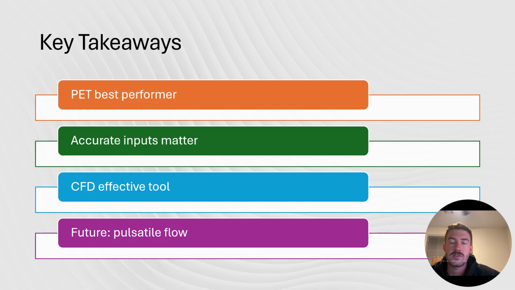As far as future improvements, I would include a pulsatile flow, which is essentially just the heartbeat pulsing, so it's not a steady stream, but it's got pulsing pressures and imbalances in the flow. And then a structural FEA would also help a lot.